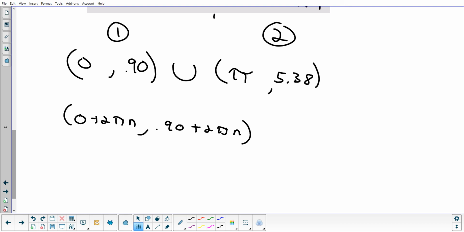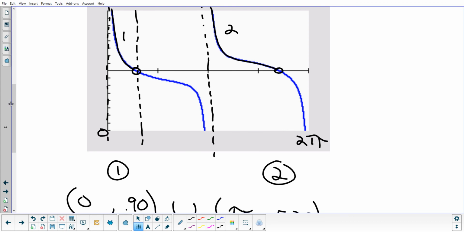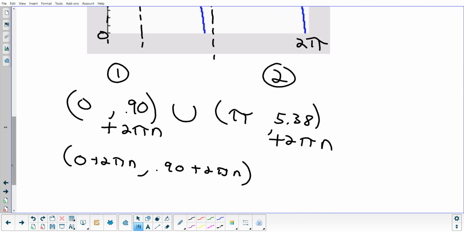You can add 2 pi n to everything. The way I normally write it, instead of writing it out like that, is I just put this. This just means add plus 2 pi n to the whole interval. Same thing here. Add 2 pi n to the whole interval. And if you added 2 pi n one time, that would give you the next set of answers in the cycle to the right. If you added 2 pi n 2 times to all these numbers, you'd get the next set of answers 2 cycles to the right.